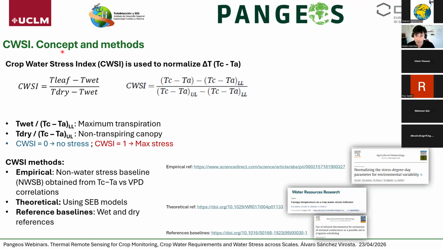With these formulas, you obtain a crop water stress index between 0 and 1. 0 means no stress or maximum transpiration. 1 means maximum stress or non-transpiring canopy. So there are different methods. The empirical one is the one that I am using more, that is related with this formula. You need to construct an empirical line, the non-water stress baseline, that is based on the response of delta T against VPD. I will show you now how to do it. The theoretical one, that is usually using surface energy balance models, and the one using reference baselines, that I am also going to talk about now.